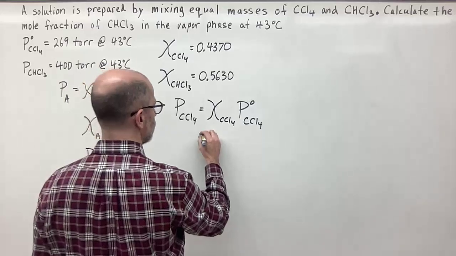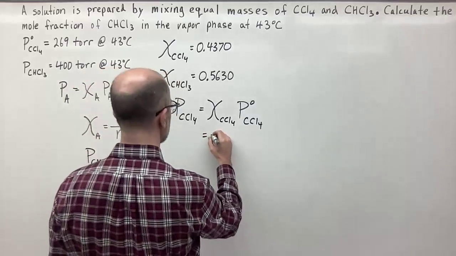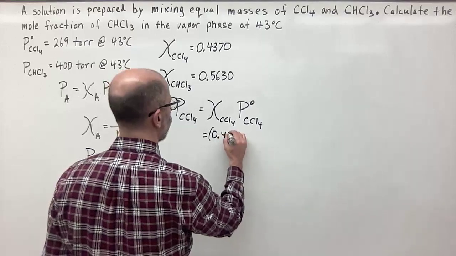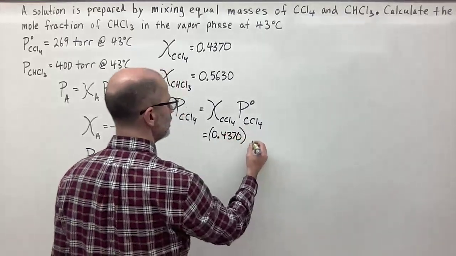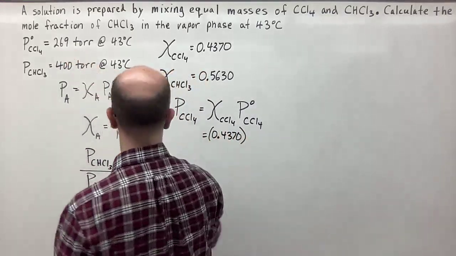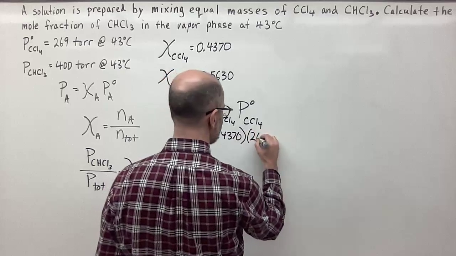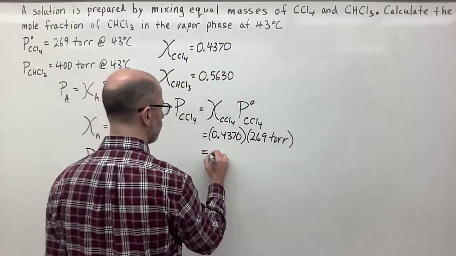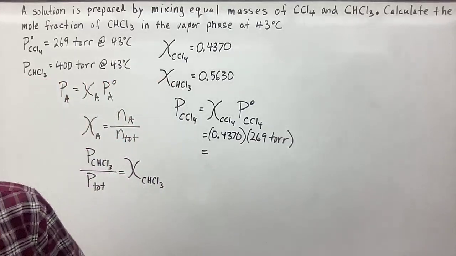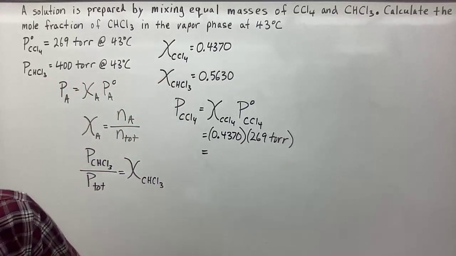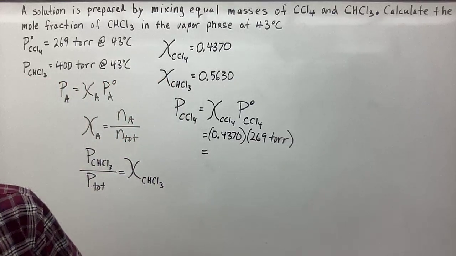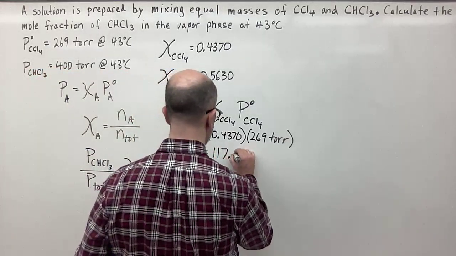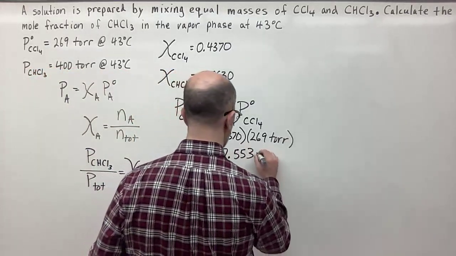So this is going to be equal to 0.4370 times the partial pressure, which is 269 torr. And then we multiply those together, we get 117.553 torr.